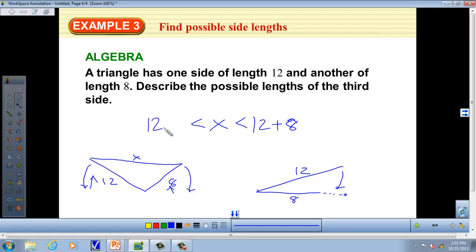So in order to find the shorter side, we do 12 minus 4. So that means the third side, this x, which in this case would be here, and in this case would be here, x has to be greater than or equal to 8, and it has to be less than or equal to 20. So, greater than 8, less than 20. It can't be equal to 8, and it can't be equal to 20.